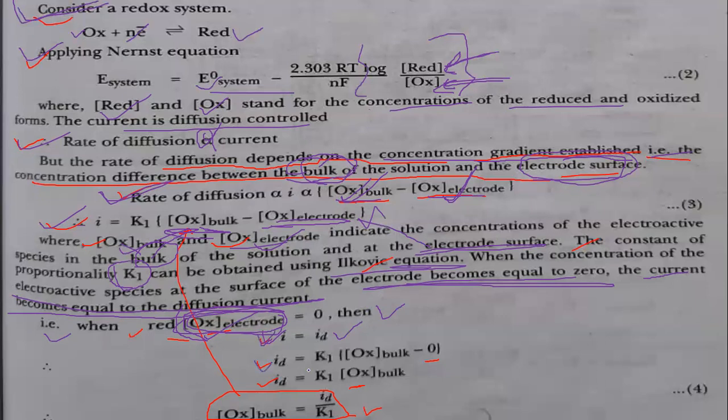Okay, so ID is equal to K1 into the concentration of electroactive species in the bulk. Now, the concentration at the electrode surface becomes equal to zero. Therefore, we can write ID is equal to K1 into the concentration of the electroactive species in the bulk.